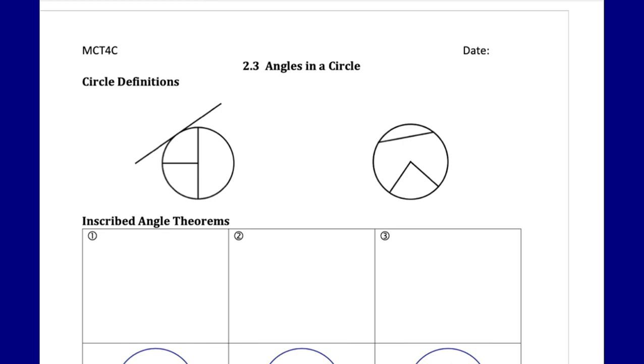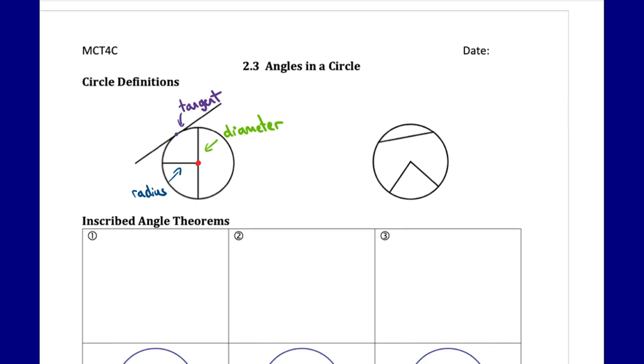So the first one, we see a circle here. We're going to have our center. We have three different line segments. A line that goes through the center from one side of the circle to the other, from one edge to the other, is called our diameter. If we have a line that only goes from the edge to the center, this is called our radius. And if we have a line that touches just one point on the edge of our circle, we call this line segment our tangent.